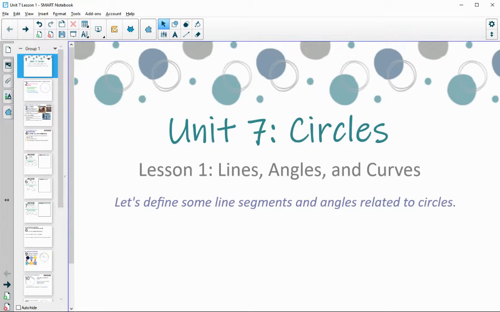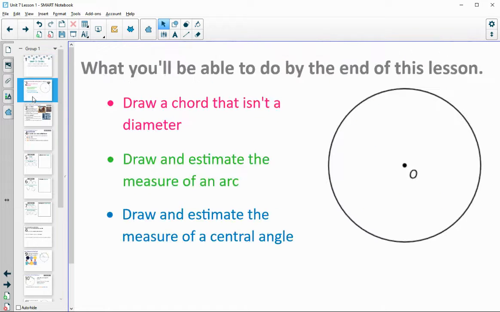In this video, we are going to take a look at Unit 7, Lesson 1. And that's going to be about lines, angles, and curves, and defining some line segments and angles related to circles. By the end of this lesson, you'll hopefully be able to do a few things.